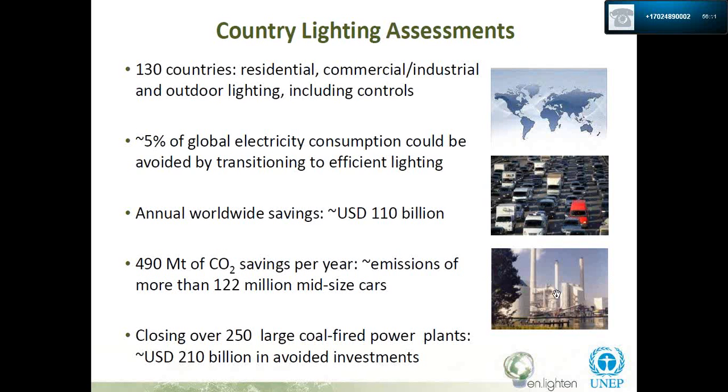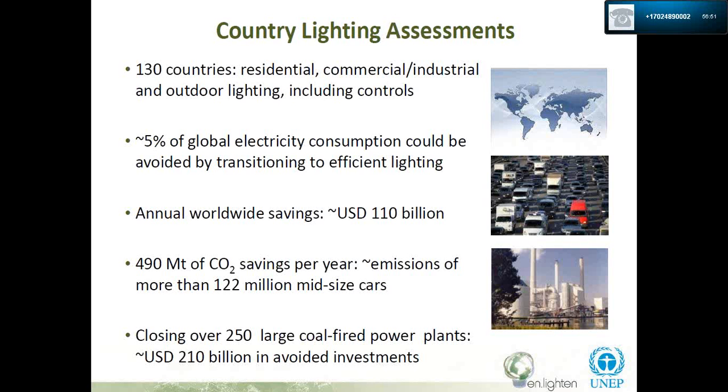I've mentioned before the country lighting assessment. That's one of the key deliverables of en.lighten. We have developed estimates in 130 countries within the residential, the commercial and industrial, and the outdoor lighting sector of the benefits of moving from inefficient, obsolete technologies towards their efficient replacements. Now, the global calculations of these country lighting assessments amount to a savings of approximately 5% of global electricity consumption by moving towards energy efficient lighting across sectors.